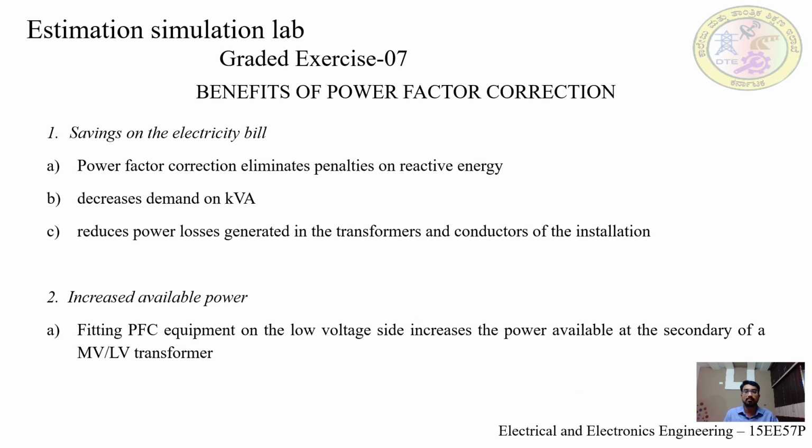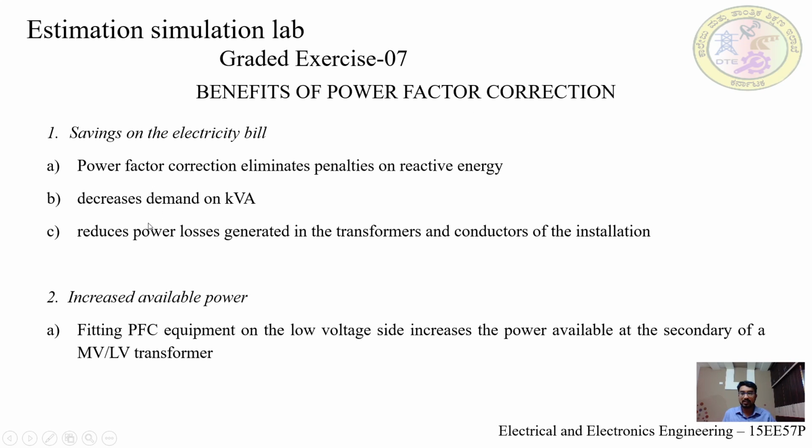Now let us see the benefits of power factor correction, starting with saving on the electricity bill. Here some of the suppliers may put some penalty on you if you are drawing power at a very low power factor. Say you are drawing power at 0.6 power factor or 0.7 power factor, then the supplier may issue some penalties. So in order to avoid those penalties, we go for power factor correction.